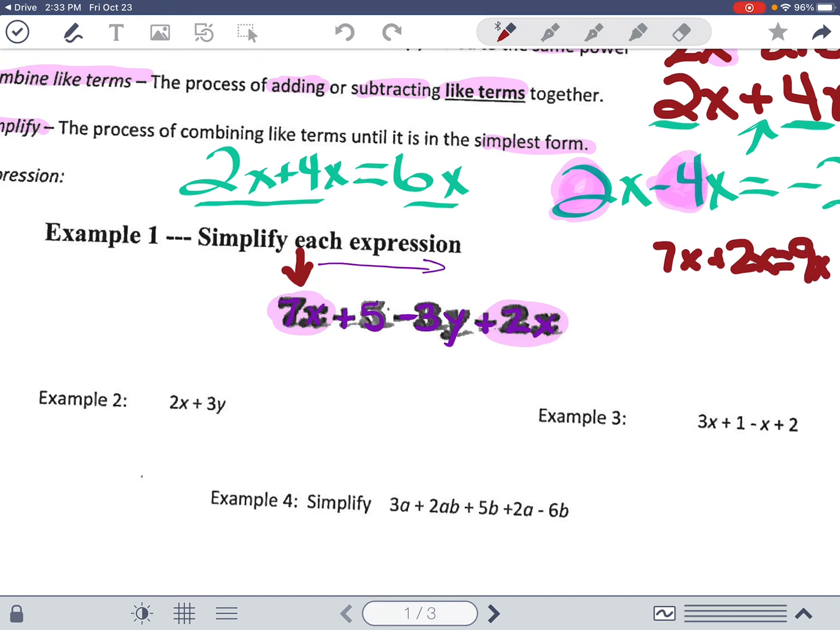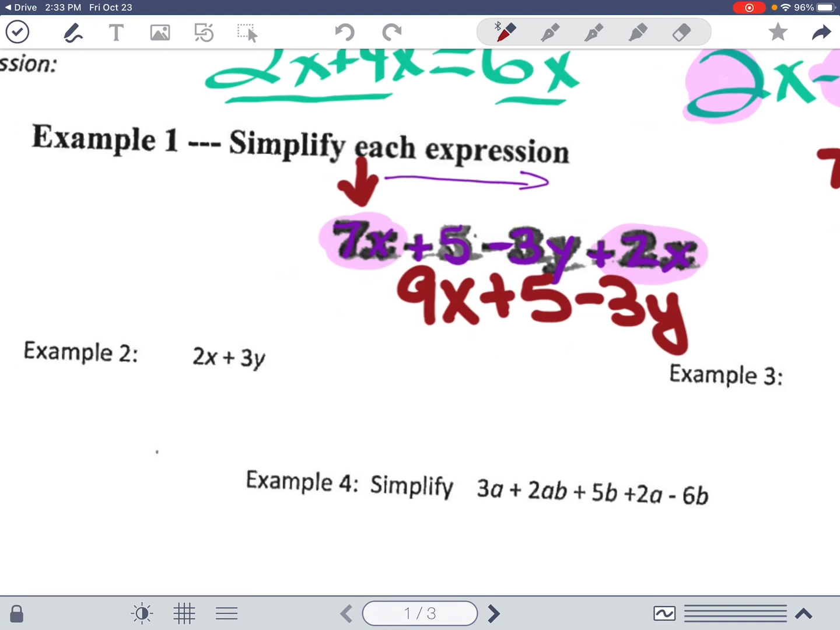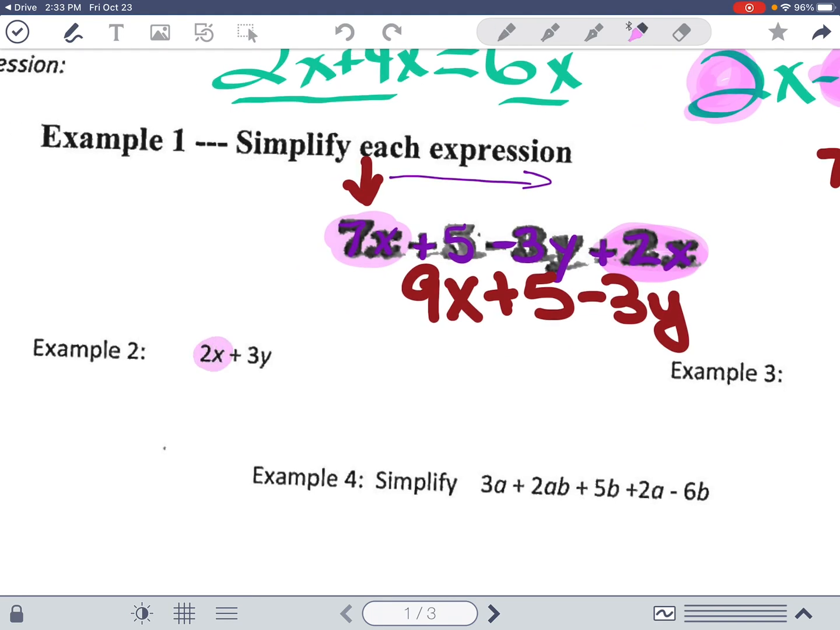So I'm just going to rewrite this expression. 9x plus 5 minus 3y. I cannot put the 5 and the minus 3y together. They're all different. Example number 2, 2x and 3y. 2x plus 3y. Those two terms cannot be simplified. They can't be combined with that plus sign because they have different variables. This one has an x and this one has a y. So that is already simplified. I'm just going to rewrite it.